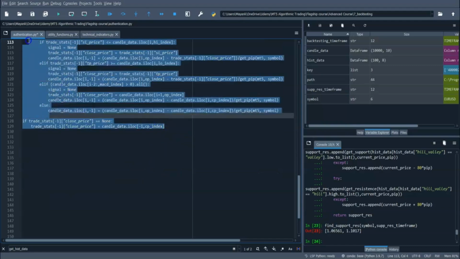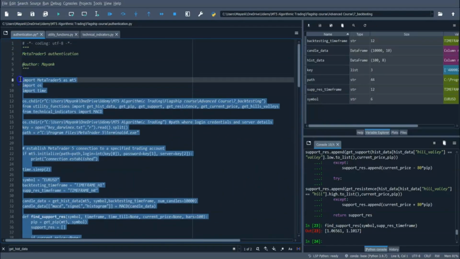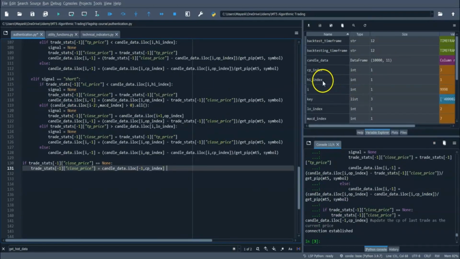Let us run the whole thing and let's see if I have overlooked anything, and then I can update the code on the fly. Right? So looks like the code ran alright.